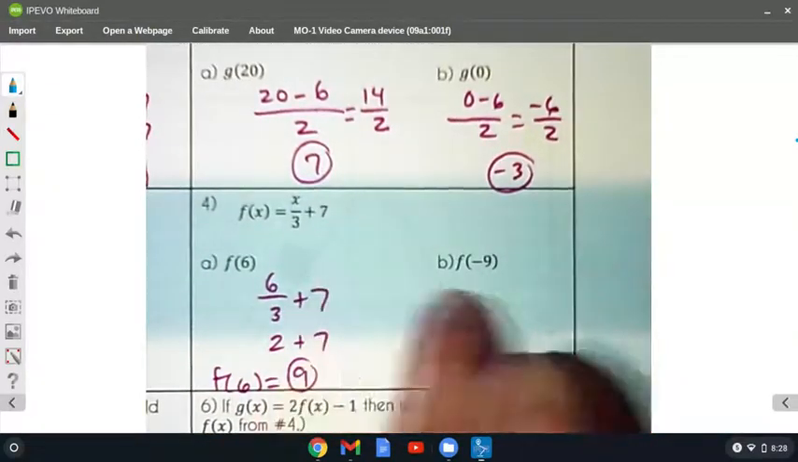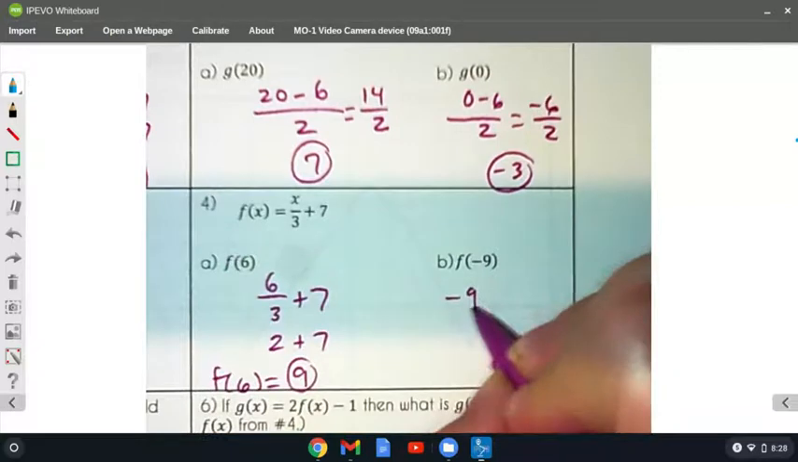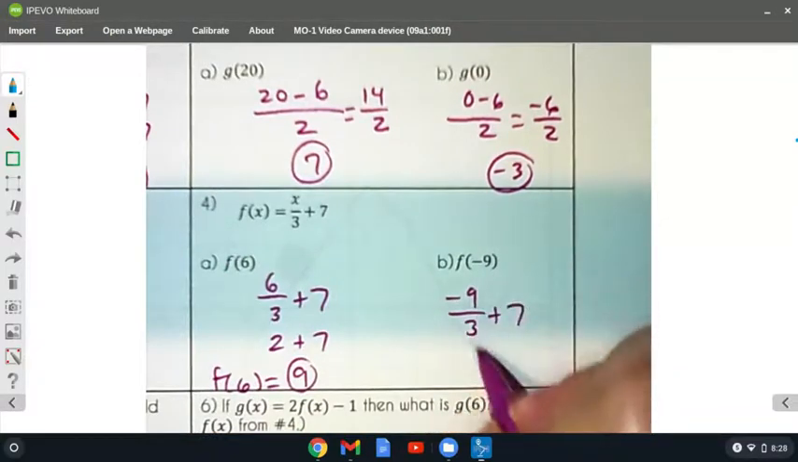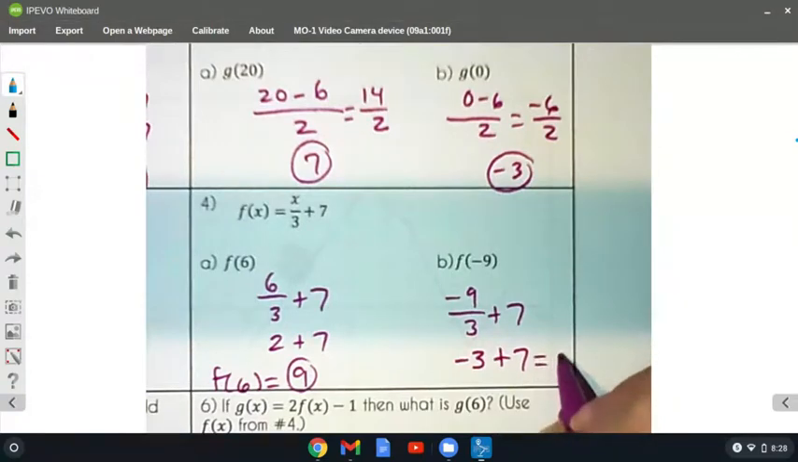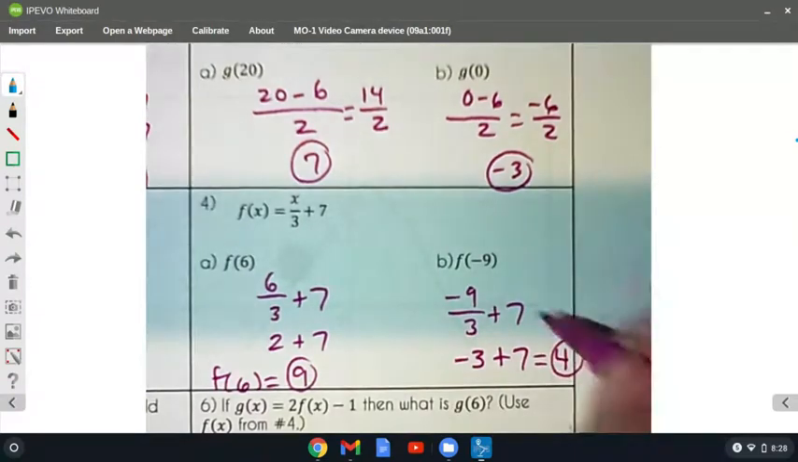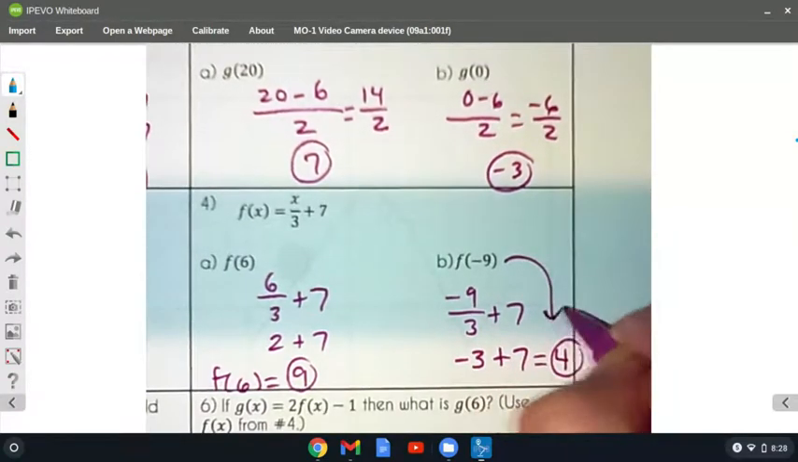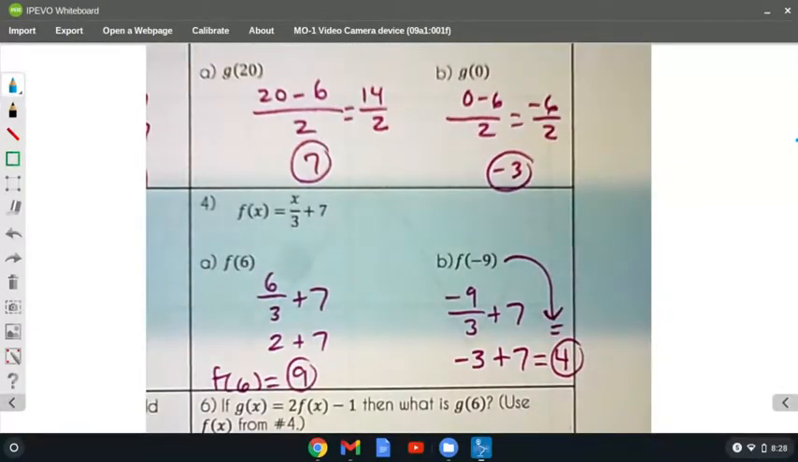Same thing. I'm going to plug that negative 9 into the same expression. Negative 9 over 3 is negative 3, plus 7 is 4. So that means f of negative 9 equals 4.